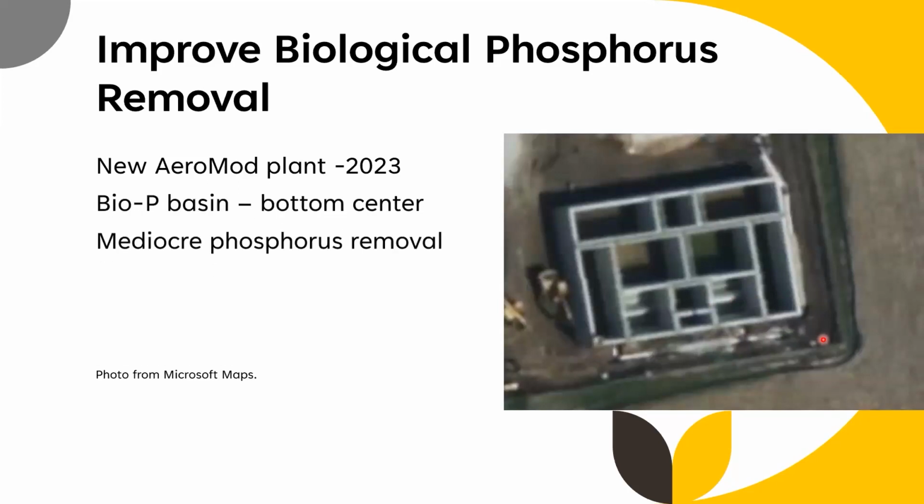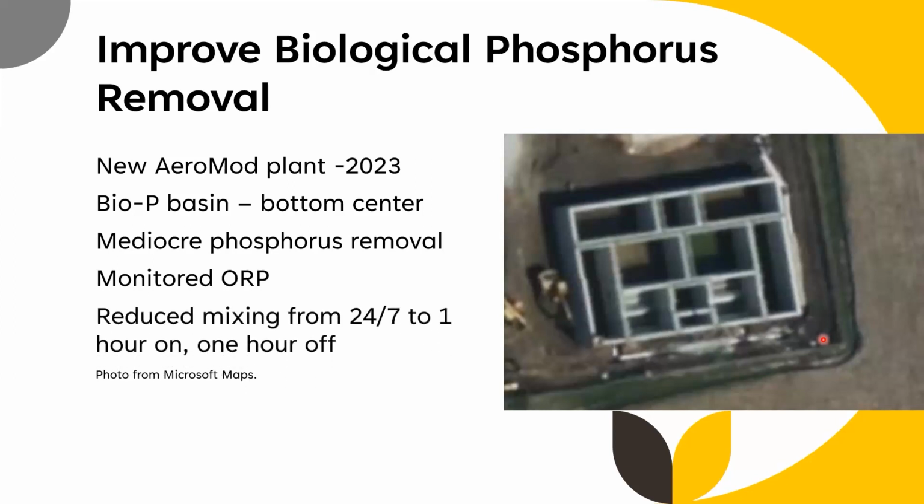These are clarifiers to the right and left of the anaerobic zone. They had kind of mediocre phosphorus removal given the plant design. So I visited the facility, left an ORP meter, and we'll talk about that more. And we monitored the ORP, and it wasn't in the range that you need. So they reduced their mixing from the mixer being on 24/7, so every minute of the day, to cycling it on 1 hour, 1 hour off. And it seems to be working.